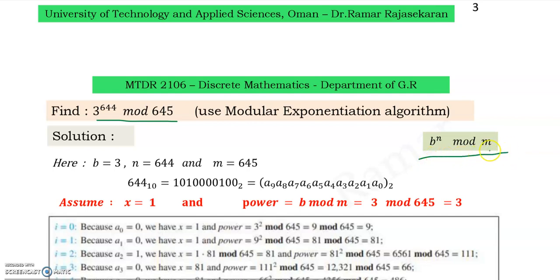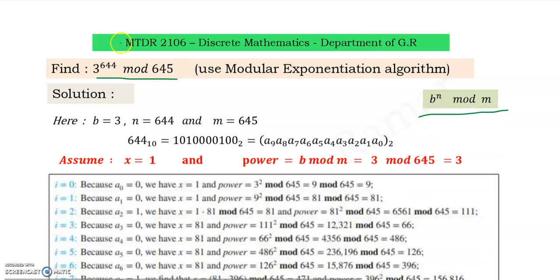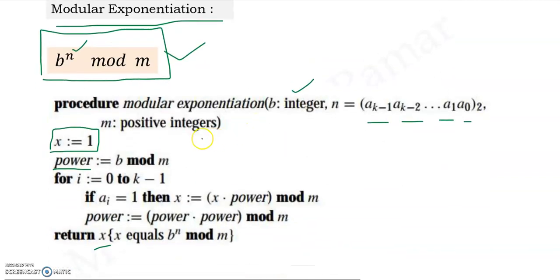So we can write, what is b? b is equal to 3. Now, what is n? n is equal to 644. What is m? That is 645. Now, to apply the modular exponentiation algorithm, we have to write the binary form of this n. That is the first step.